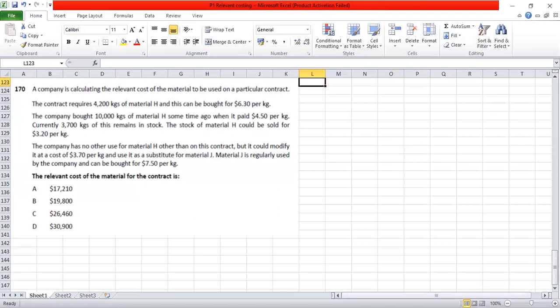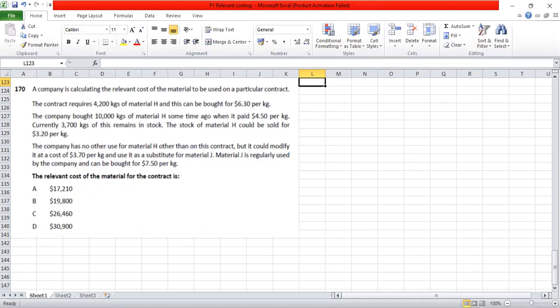Question number 170 says, a company is calculating the relevant cost of the material to be used on a particular contract. The contract requires 4,200 kgs of material H, and this can be bought for 6.30 per kg. The company bought 10,000 kgs of material H some time ago when it paid 4.50 per kg. Currently, 3,700 kgs of this remains in stock. The stock of material H could be sold for 3.20 per kg.